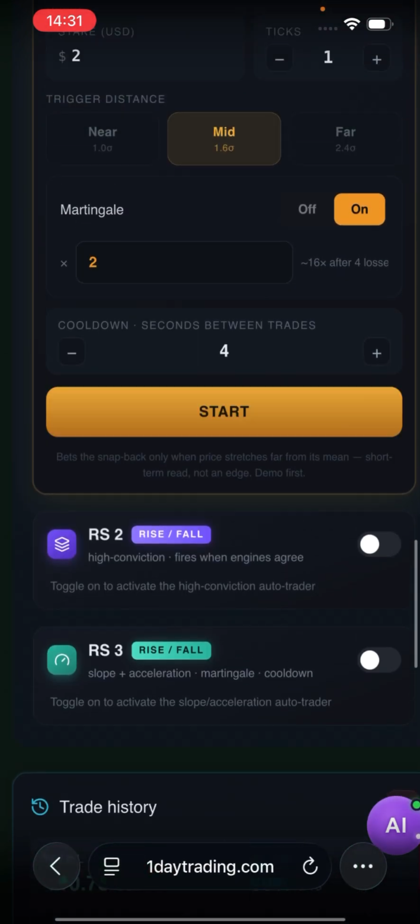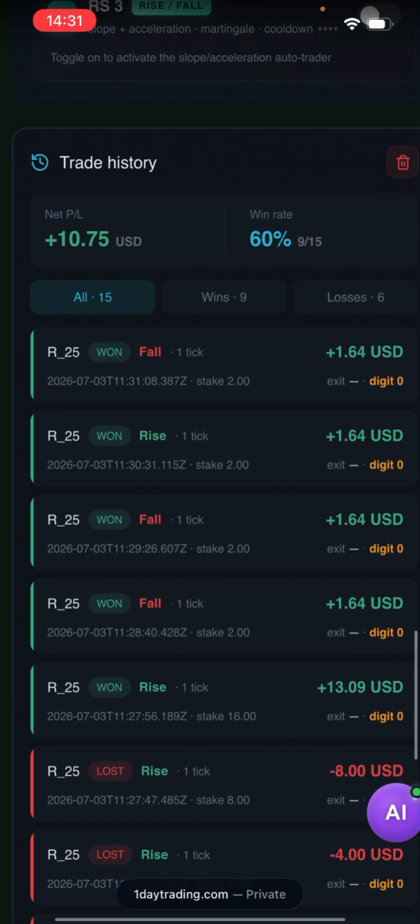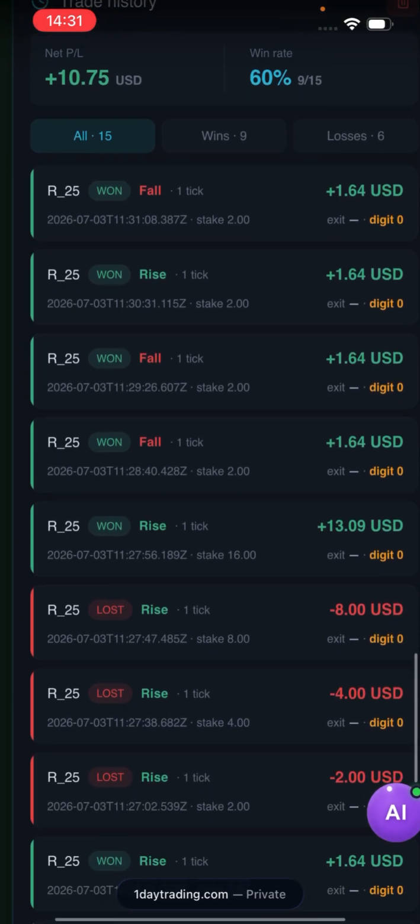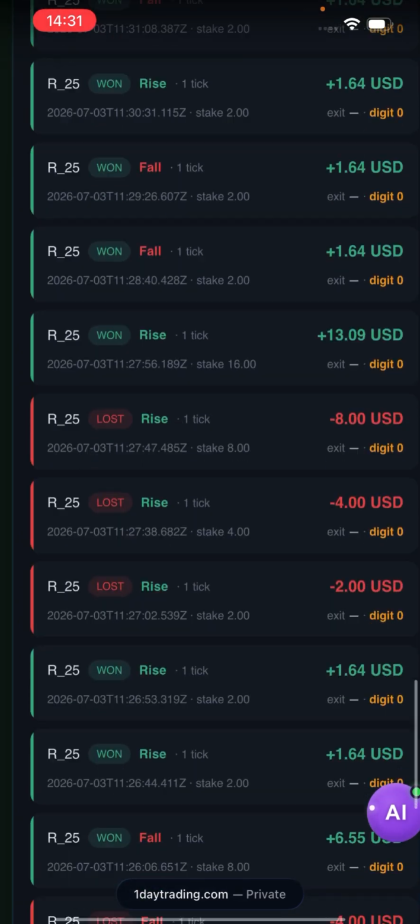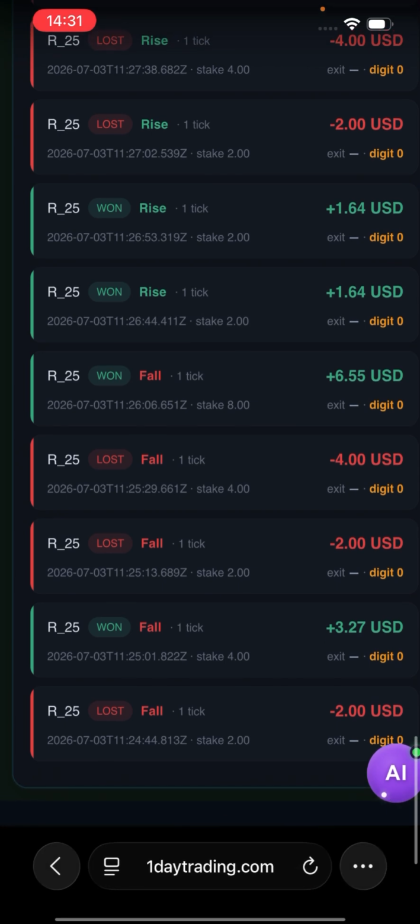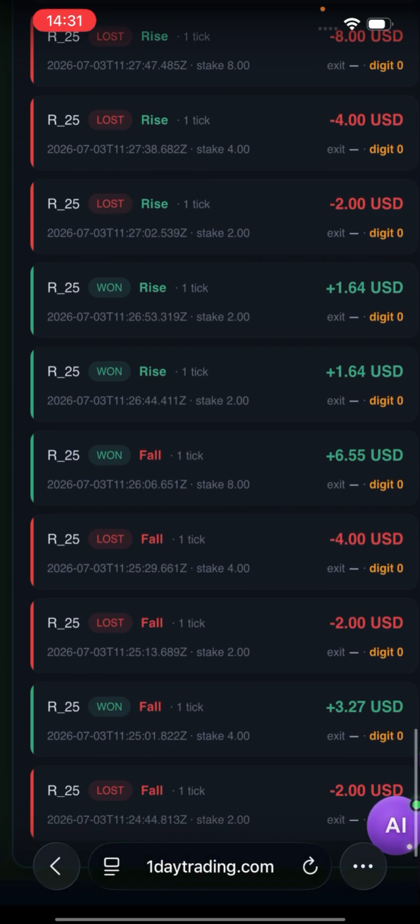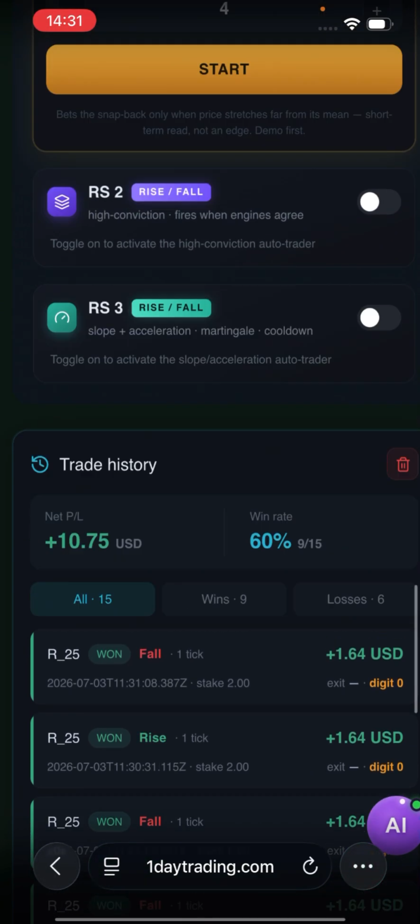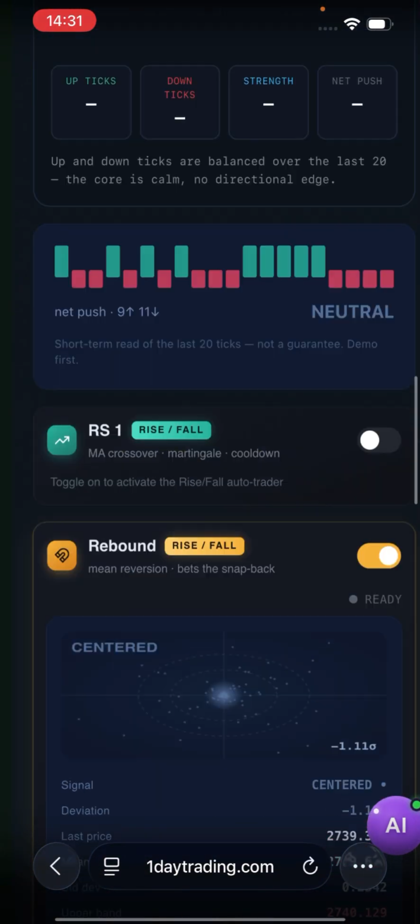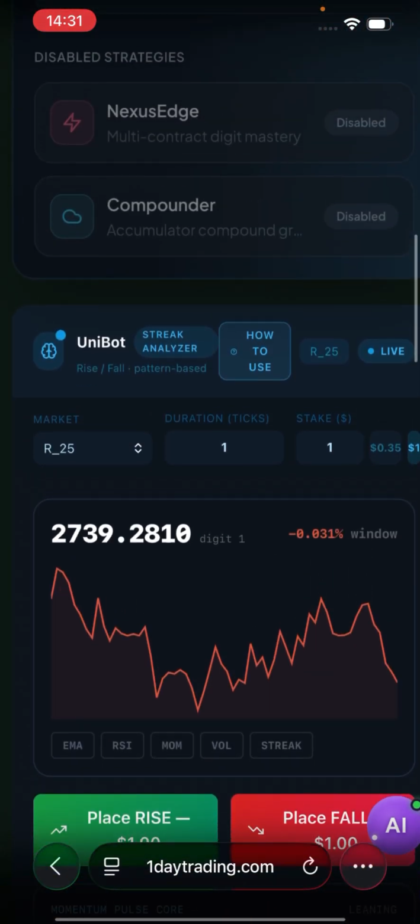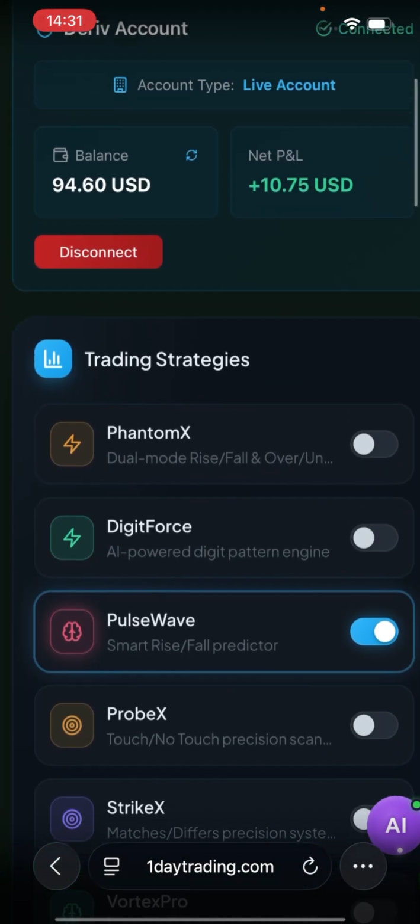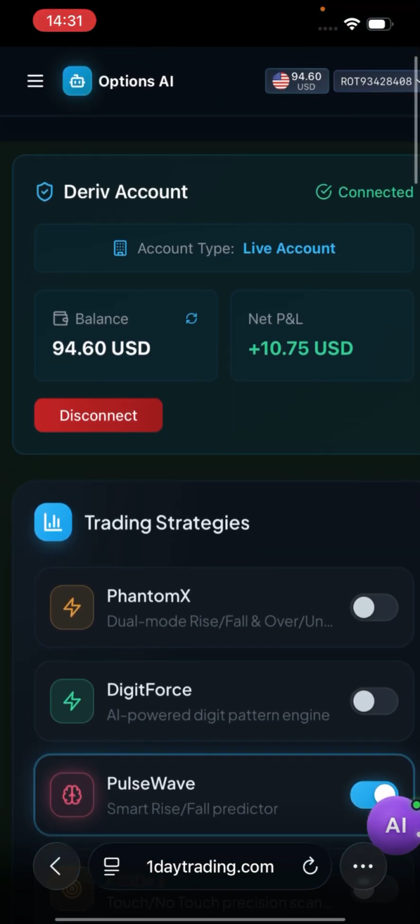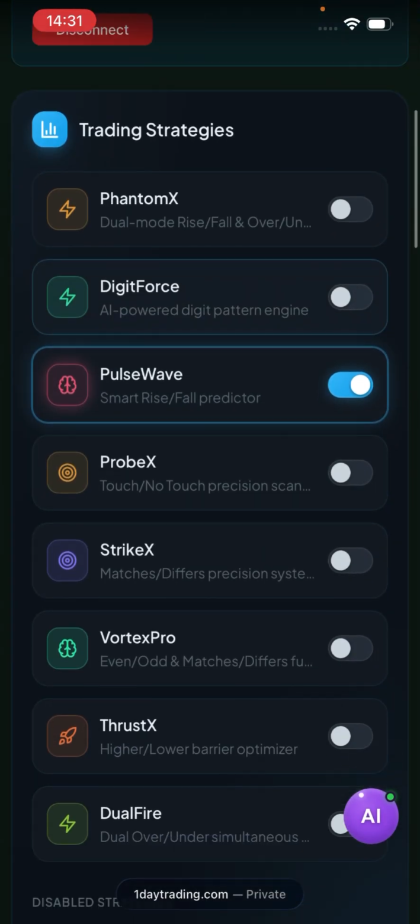So you can see it is a clean win. Let's stop there, and you can see the volatility: fall, rise, fall, fall, and it is knowing when to place a fall on a rise. Because losses are inevitable, you can see we have a few losses there, and we have made it. We have made something in the end using the centered. We are currently around 94.60, at a net profit of 10.75 USD.